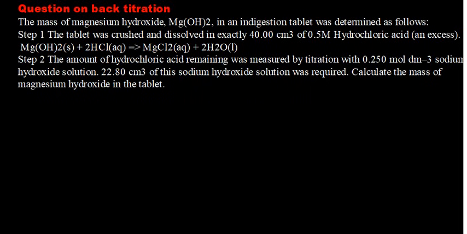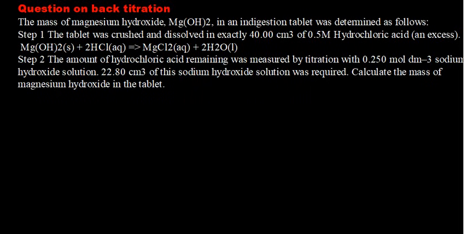Given that the mass of magnesium hydroxide in an indigestion tablet was determined as follows. Step 1: the tablet was crushed and dissolved in exactly 40 cubic centimeters of 0.5 molar hydrochloric acid. That is the equation showing the reaction. Then in the second reaction, the amount of hydrochloric acid remaining was measured by titration with 0.250 molar sodium hydroxide per decimeter cubed. 22.8 cubic centimeters of this sodium hydroxide was required. Calculate the mass of magnesium hydroxide in the tablet.